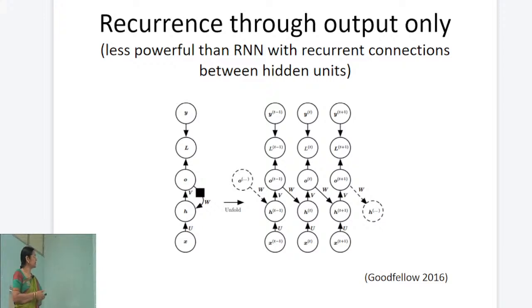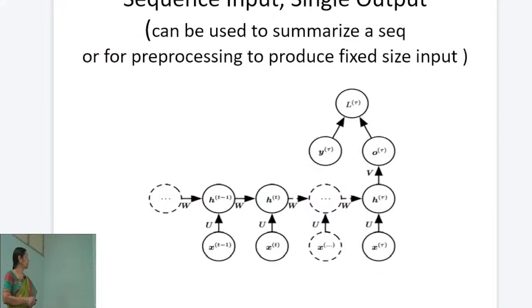So the other design pattern for the RNN is sequence input and single output. You can see only one output is there and there is a sequence of input. By looking at the whole sequence, the system will respond with a single output, like finding the sentiment of a review. After reading the whole sentence, we will say whether the review belongs to this state or that state. Okay? So it can be used to summarize a sequence.